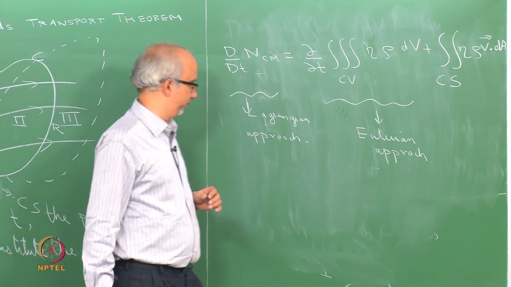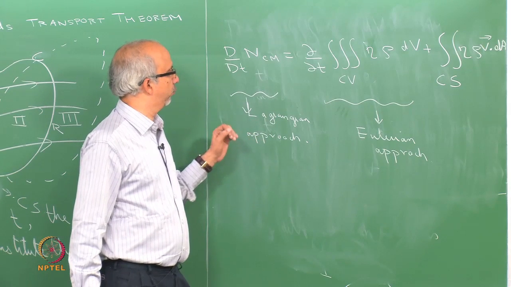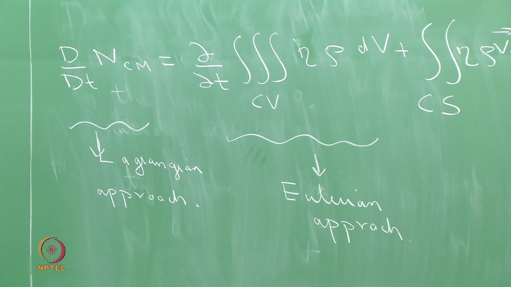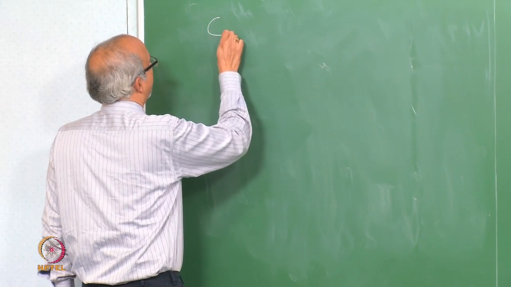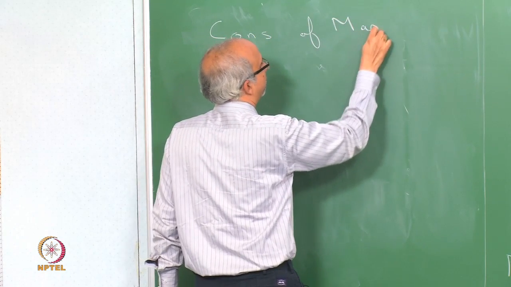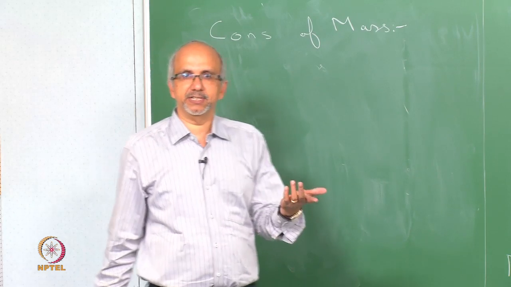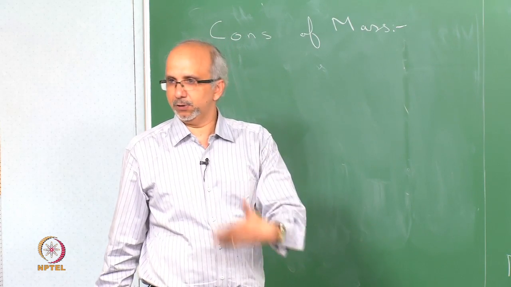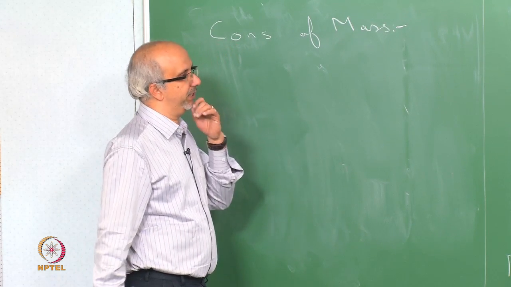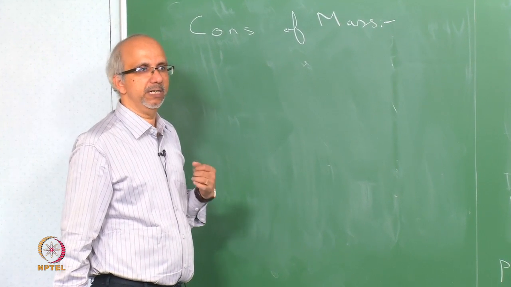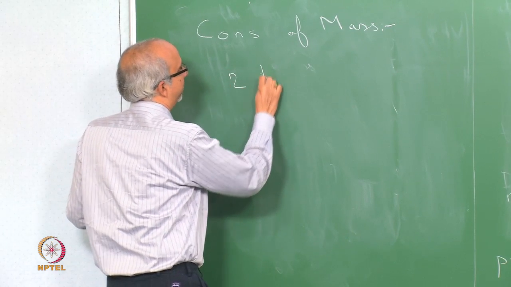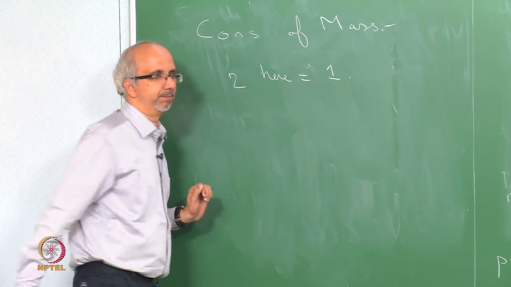So let us apply this to a couple of properties. Let us apply RTT to conservation of mass. Now mass is an extensive property, because clearly it depends upon the mass present. So now if you are applying the Reynolds transport theorem to conservation of mass, what is going to be eta? Yeah, so eta here equals unity.